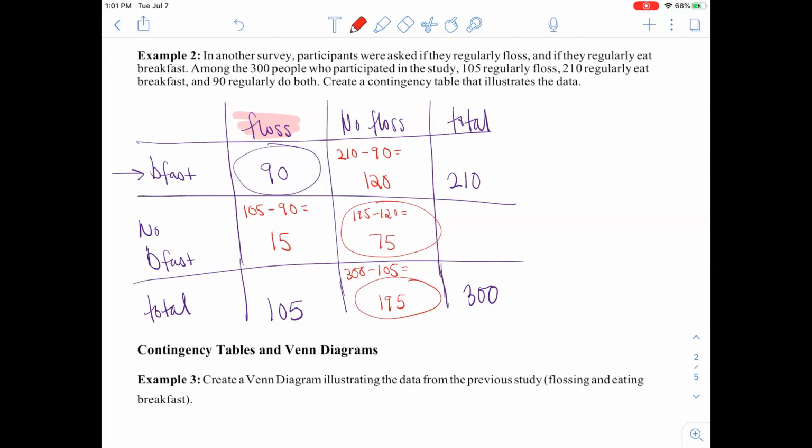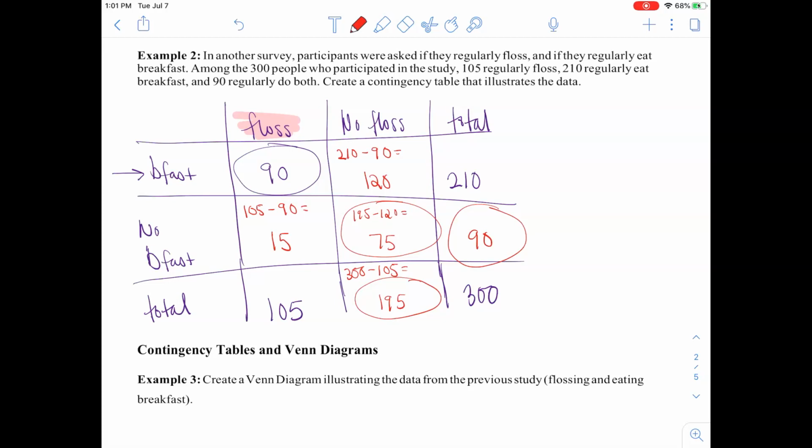And then you can figure out the last one by either dealing with the column or the row. They should both give you the same value, okay? And so if I do 300 minus 210, I'll get 90, or if I do 15 plus 75, I get 90. And they didn't ask us any specific questions. It just wanted to create a contingency table.